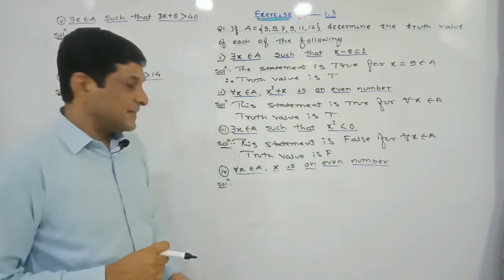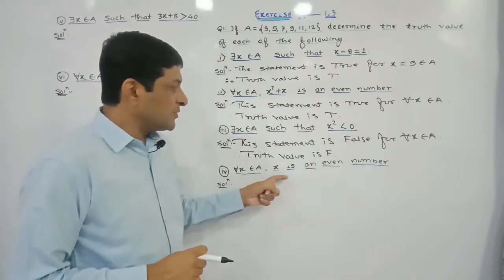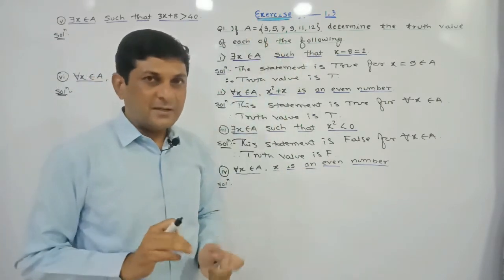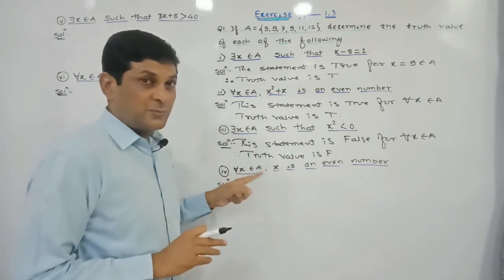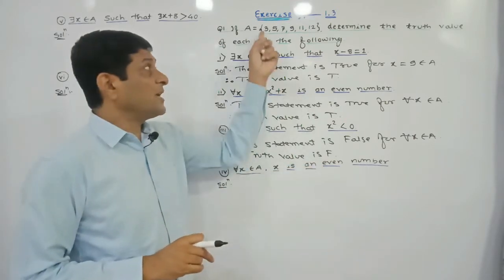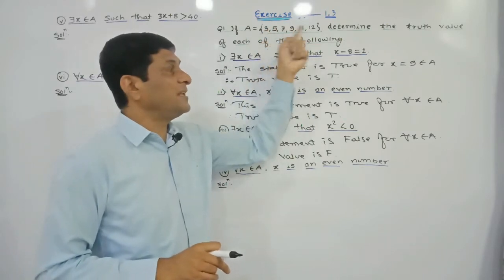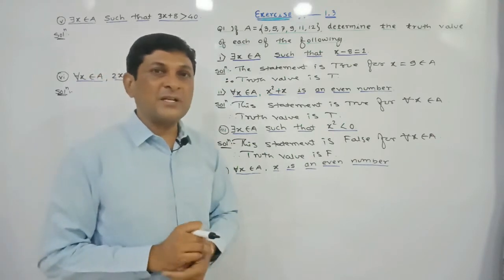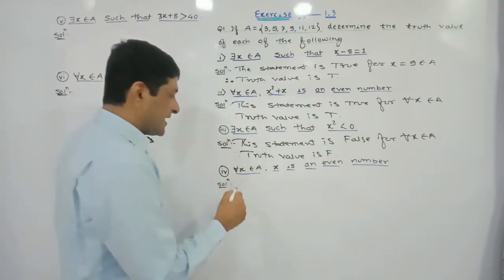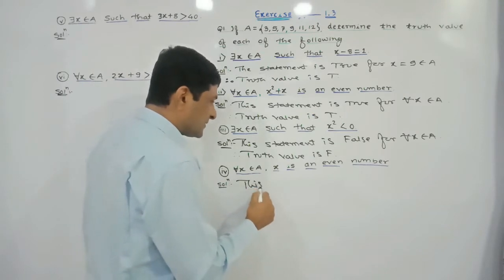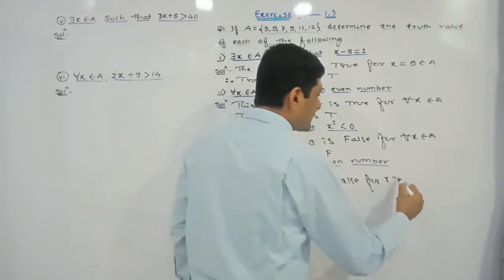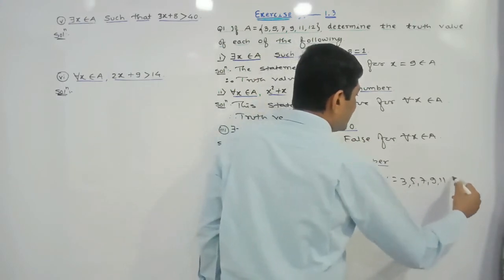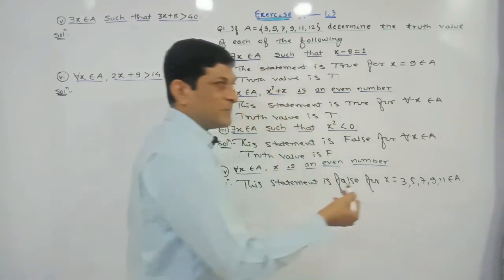Now let us try to solve the next example. For every x belongs to A, x is an even number. So check whether every element of this set is even. They are saying that for every x belongs to A, x is even. We can observe that 3, 5, 7, 9, 11 are odd numbers. But this statement says that every element of this set is even, which is not true. So that's why we can say that this statement is false. For which elements? For x equals 3, 5, 7, 9, 11. For these elements in set A, the statement is false.